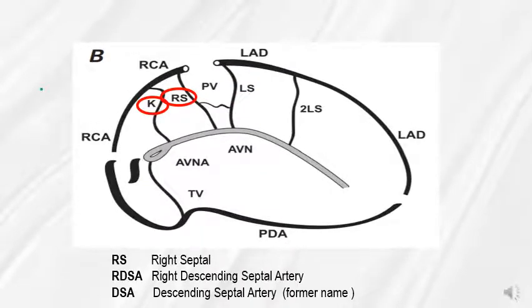Also, the Kugel artery and the right septal artery, both arising early from the proximal part of the RCA, have a role in supply of the AV node, 40 and 70% respectively. The right septal artery is also known as the right descending septal artery or descending septal artery.